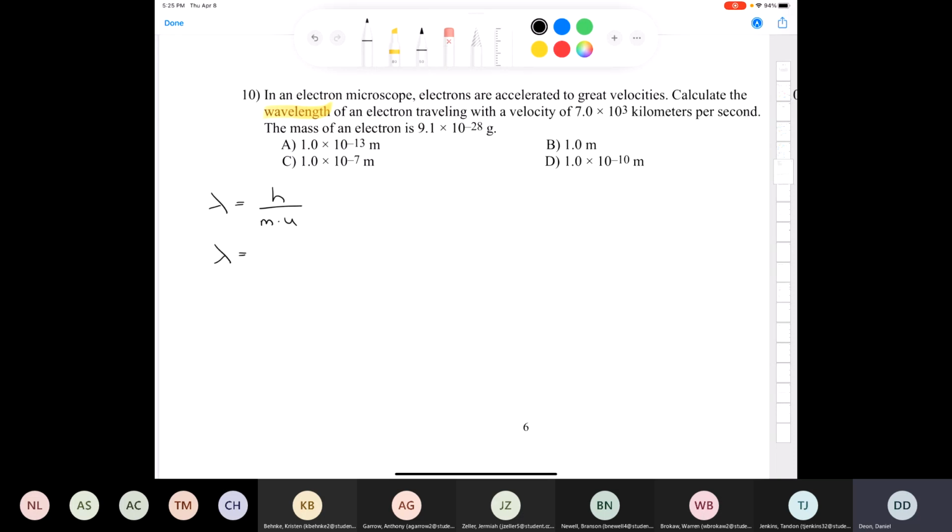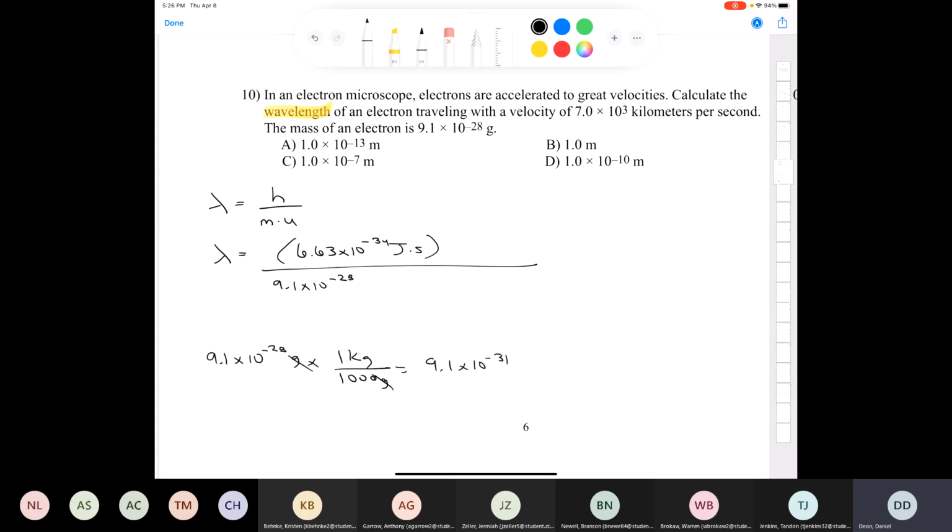We're going to say the wavelength is equal to Planck's constant, 6.63 times 10 to the power of negative 34 joules times seconds, divided by the mass, which is 9.1 times 10 to the negative 28 grams, which I need in kilograms, don't I? So I'm going to have to convert that to kilograms. If I have 9.1 times 10 to the negative 28 grams, I know that in 1,000 grams I have 1 kilogram. So I end up with, just doing this in my head, 9.1 times 10 to the negative 31 kilograms. There we go. So I have kilograms.